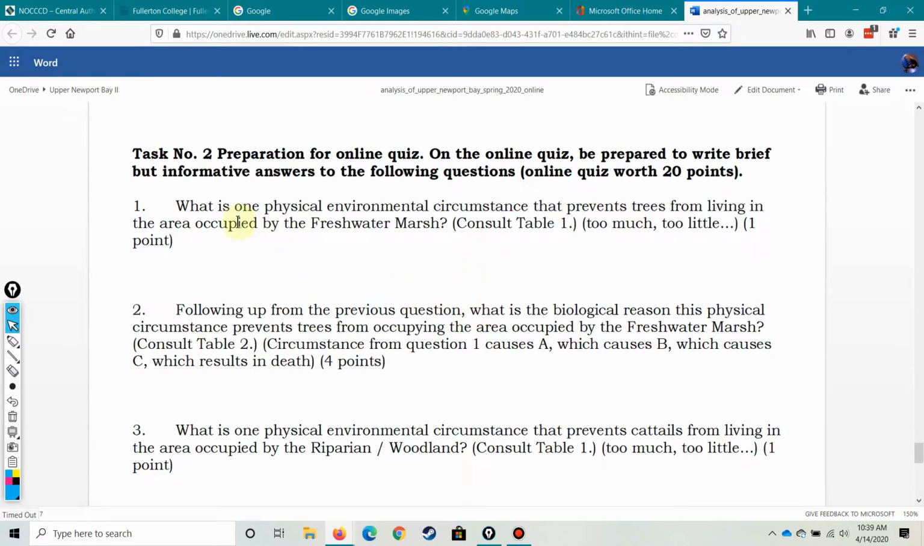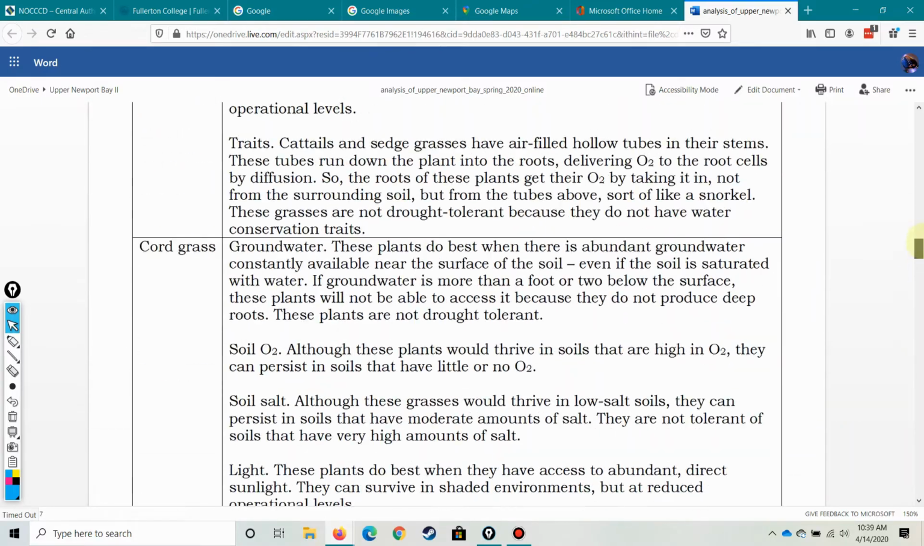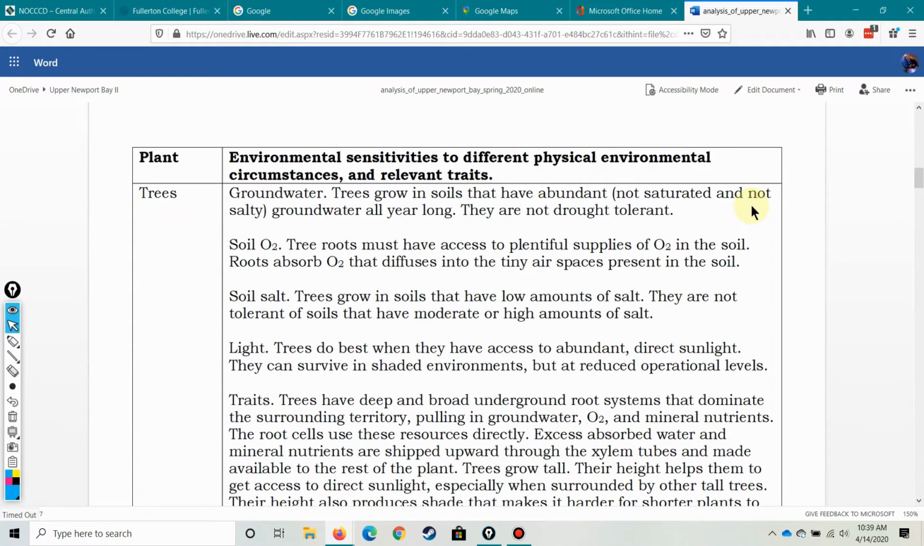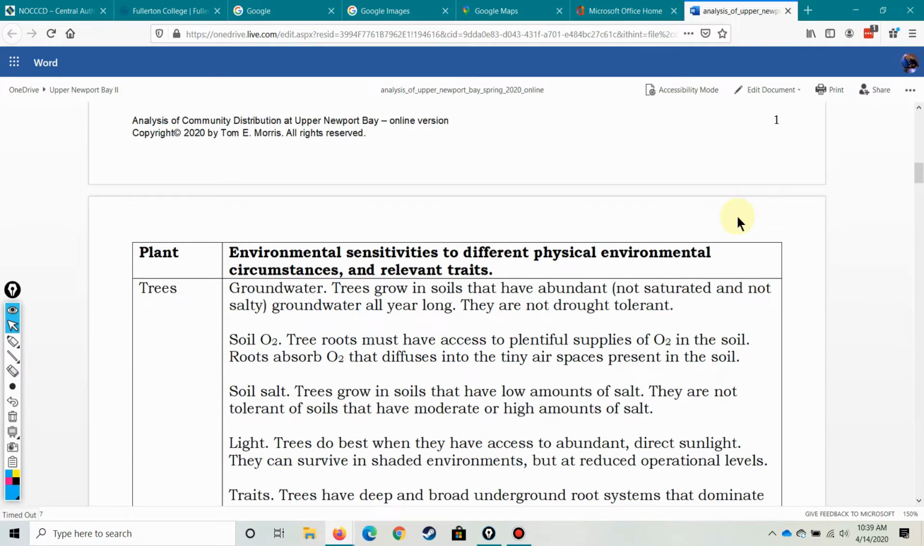For example, question 1 says, what's one physical environmental circumstance that prevents trees from living in the area occupied by the freshwater marsh? And then it refers to Table 1. And I'm going to talk with you about Table 1. The next question is more detailed and refers to Table 2. So let's start with Table 1. So here is Table 1.